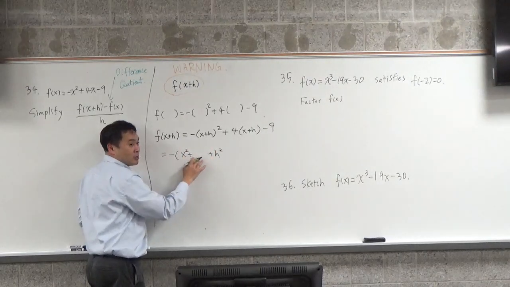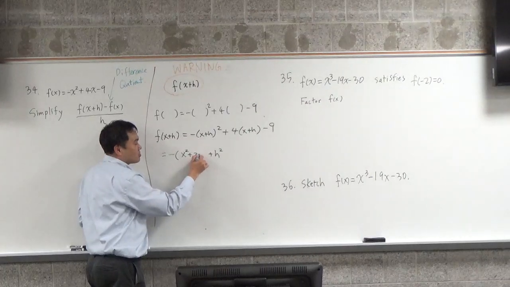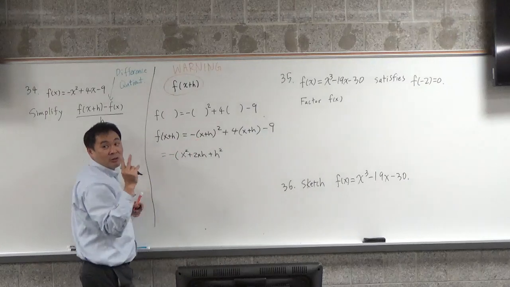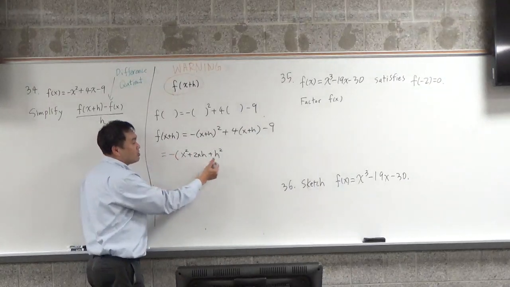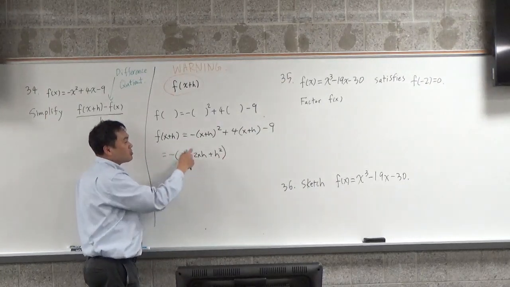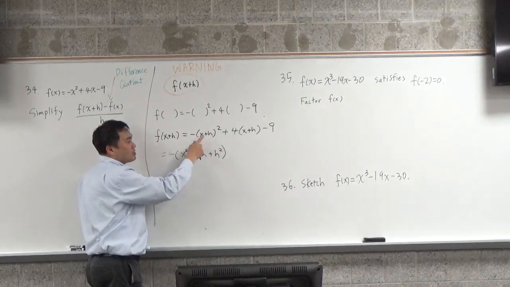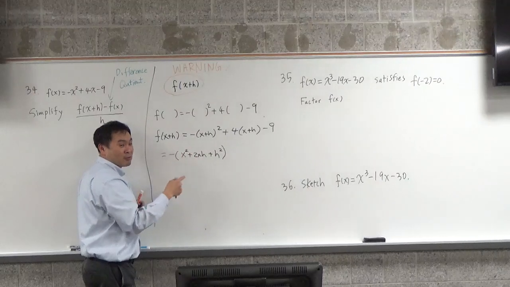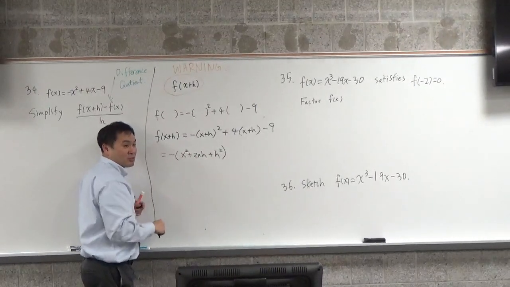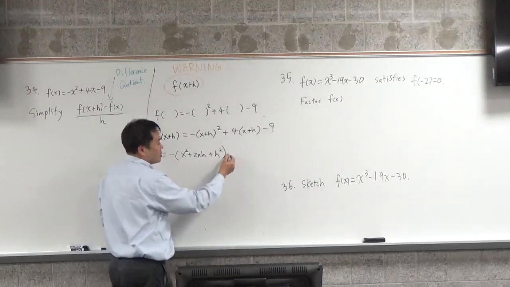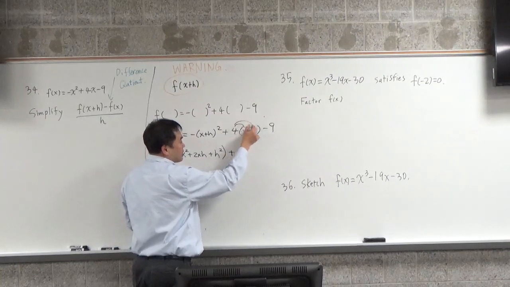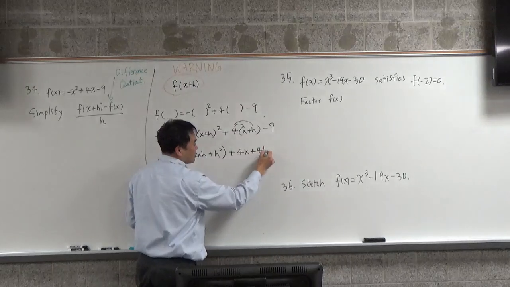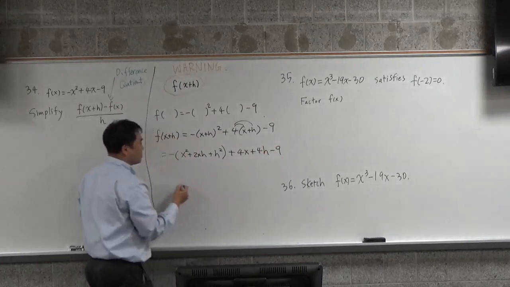What's in the middle? 2xh. It's the product of these two. You multiply x and h, and you have to double it. Okay. So 2xh. Now, if you don't understand why this becomes this, then take time to write down x plus h twice and multiply it out by FOIL, and you'll see that you get this at the end of the day. Okay, and then 4 gets distributed, so it's 4x plus 4h minus 9.